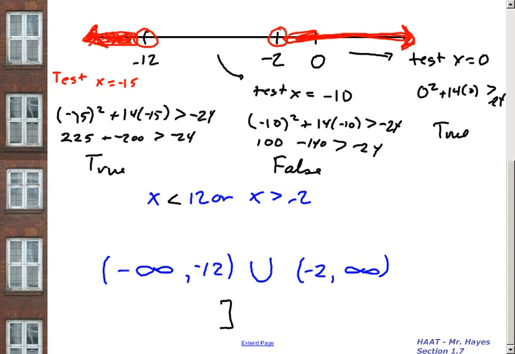Now, given the fact that we're at 7 minutes for this example, and I've talked a lot of the background, I'm going to go ahead and end this one, and then we'll pick up at the next recording with what we do when there's rational expressions as part of your inequality.